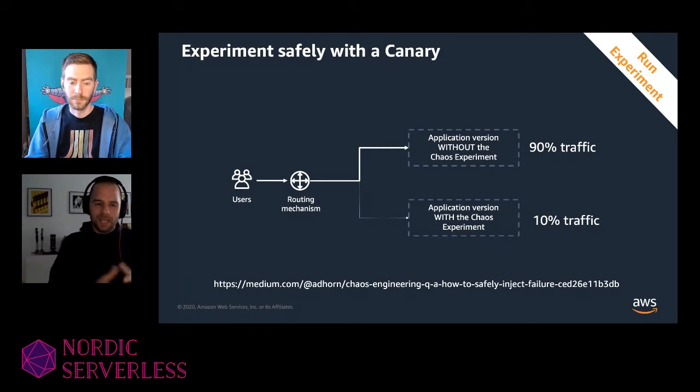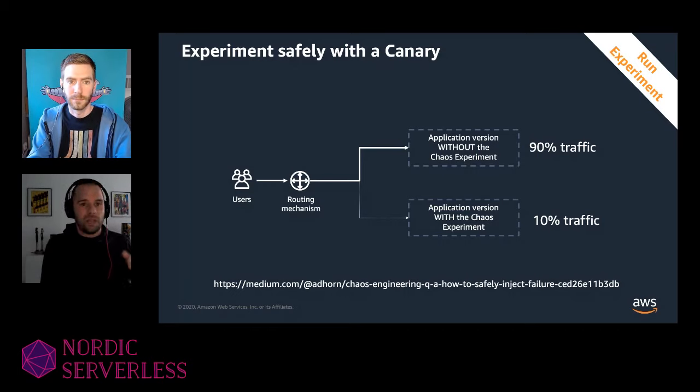So the idea of immutable deployment embraces what is called a canary deployment, and this is what the slide I have shows. And thinking about deployments and canary deployments for chaos experiments is exactly the same.